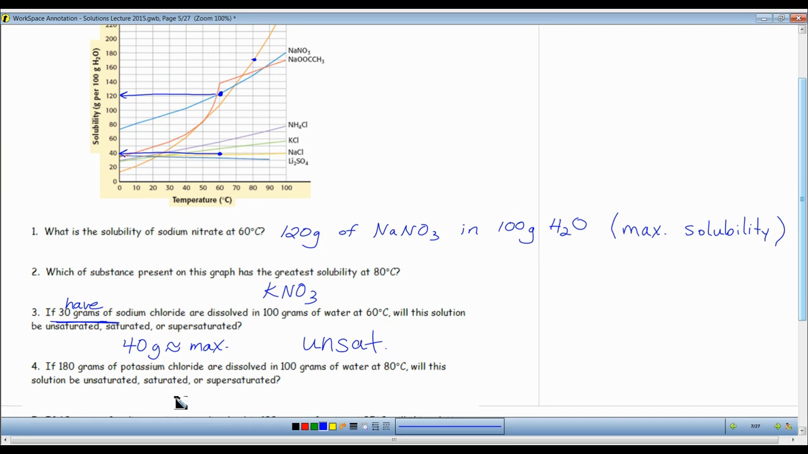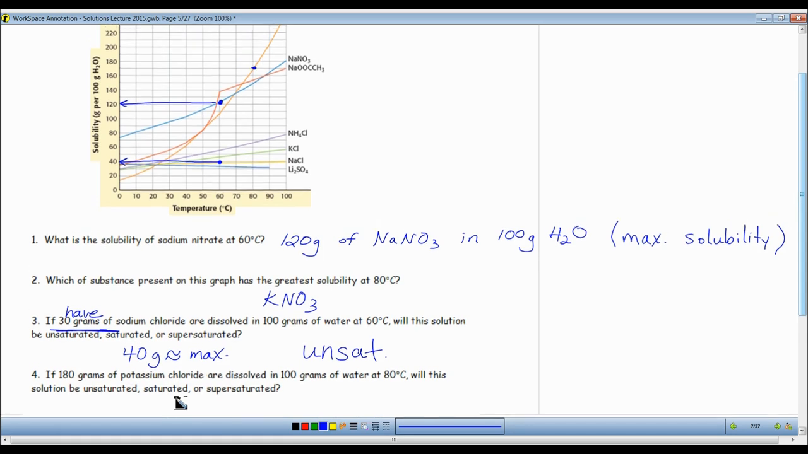180 grams of potassium chloride are dissolved in 100 grams of water at 80 degrees. See what kind of solution we have. So this is the potassium chloride at 80 degrees. I'm going to my graph first. Potassium chloride, mine's this green line, at 80 degrees. Okay, so somewhere in there. I follow across, and the maximum is maybe like 50. 50 grams is approximately my max.